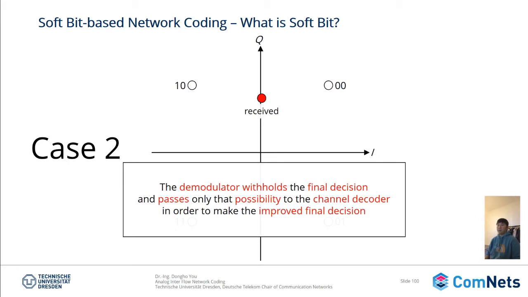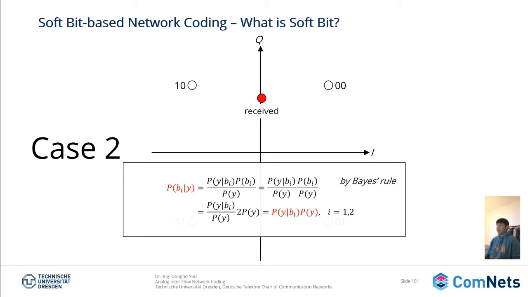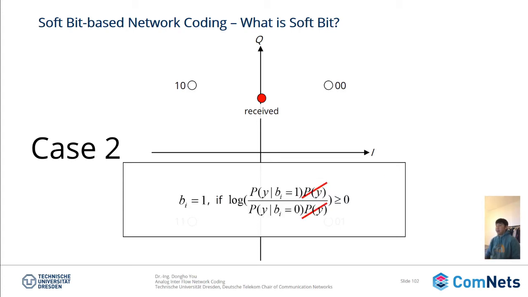But how can we calculate the probability? First, we can consider this conditional probability of b_i given y here. It means that when we receive the symbol y, what is the probability of b_i? This conditional probability can be solved like the probability of y given b_i multiplied by the probability of b_i, over the probability of y. Actually, this is the Bayes rule. And since we have only two options, binary 1 and 0, we can express the soft bit like log of the probability of y given b_i is 0 over the probability of y given b_i is 1, right?